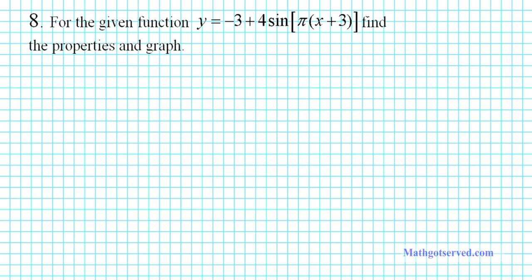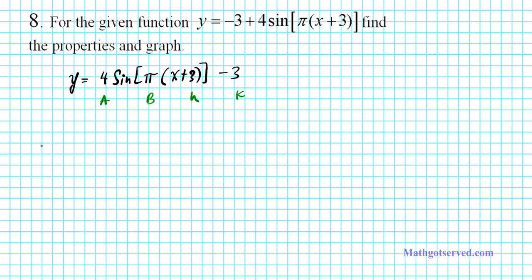All right, let's take a look at question number 8. It says for the given function y equals -3 plus 4 sine pi x plus 3, find the properties and graph. Okay, so let's go ahead and find the properties. Let's rewrite it as y equals 4 sine pi x plus 3 minus 3. Okay, so we can see that this is A, this is B, this is H, and K.